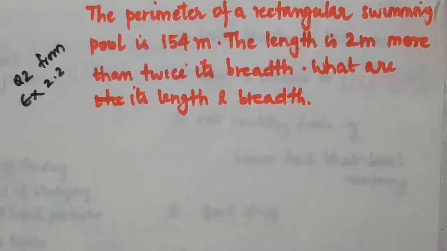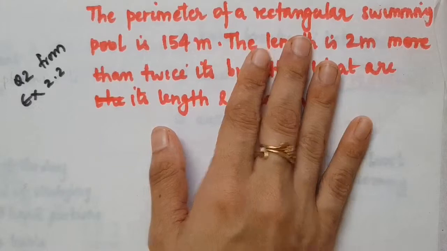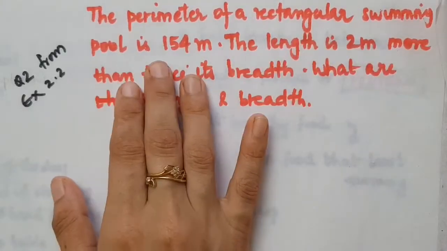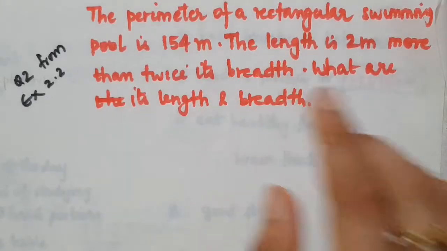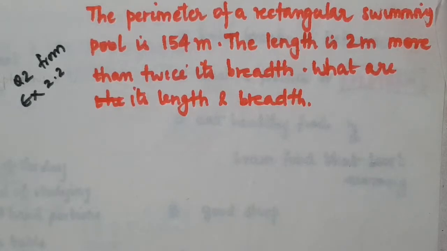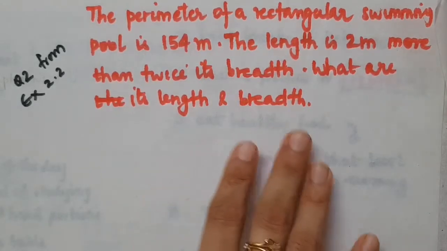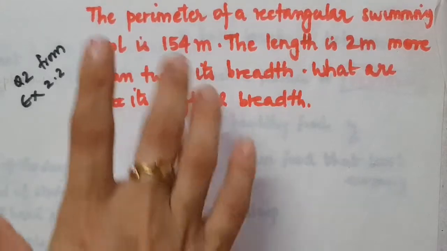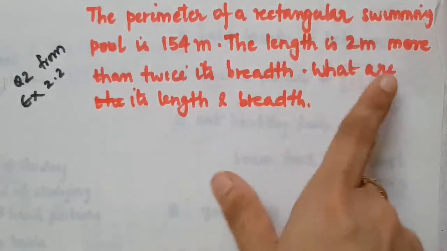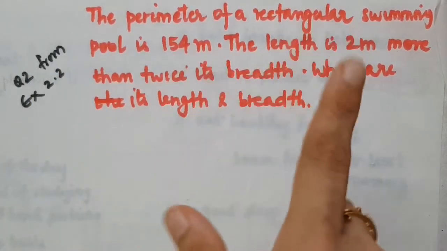Moving on to another question. The question is, the perimeter of a rectangular swimming pool is 154 meters. The length is 2 meters more than twice its breadth. What are its length and breadth? Okay, so read the question twice. The perimeter of a rectangular swimming pool is 154 meters.